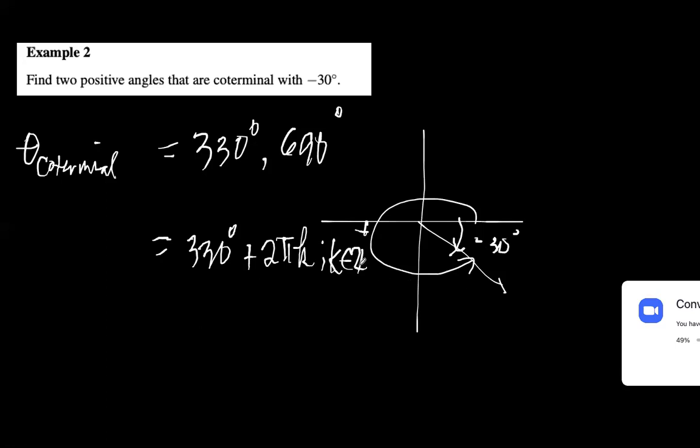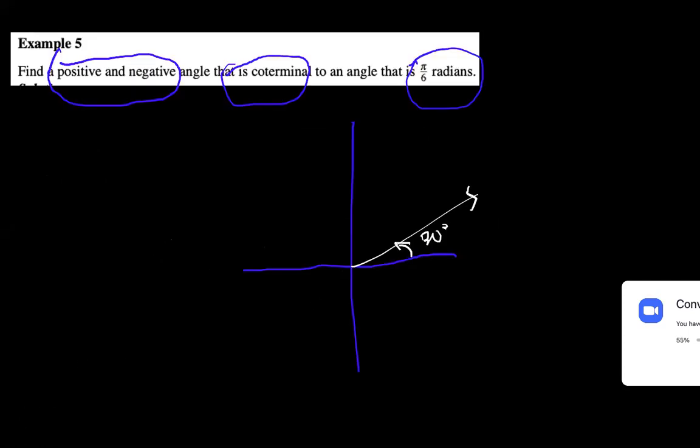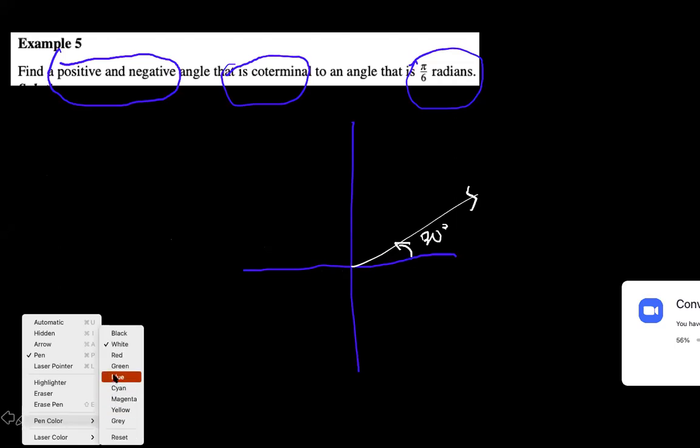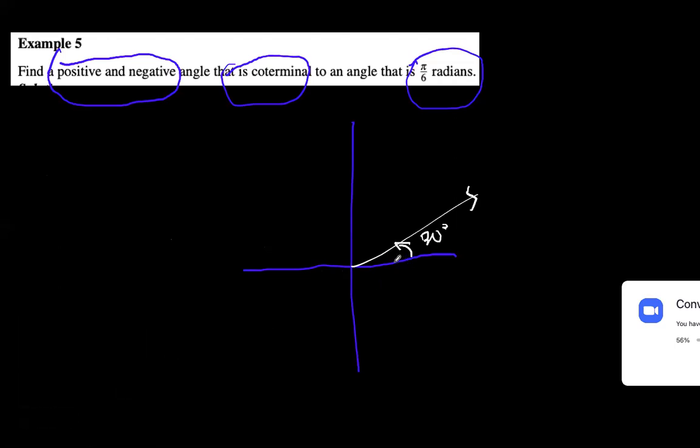Ayan. So, pi over 6. What is pi over 6? Pi over 6 is 30 degrees. Ayan. 30 degrees. So, hanapin natin yung isang positive at isang negative coterminal nito. So, ikot-ikot lang. Pi over 6 pala to. Ayan. So, isang ikot, tapos sumobra.